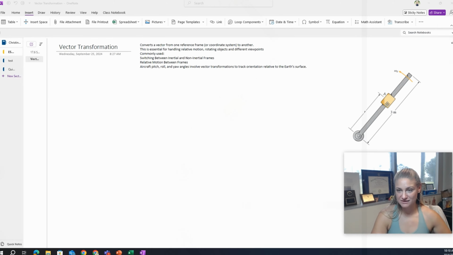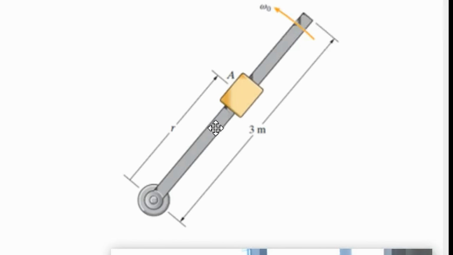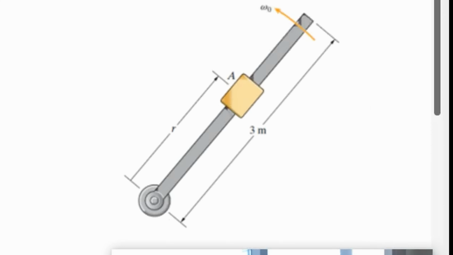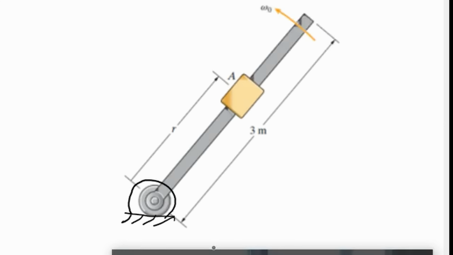So we have this mechanism here, and it is rotating. It is a bar with a collar put on it, and I'm going to assume that this is an external pin. This external pin is not allowed to translate. So basically it cannot move from this position. It can only rotate around, and then the collar can go the entire length of the rod. It doesn't have restrictions on it.